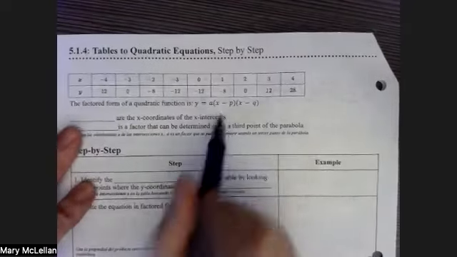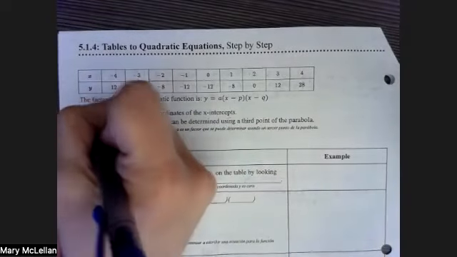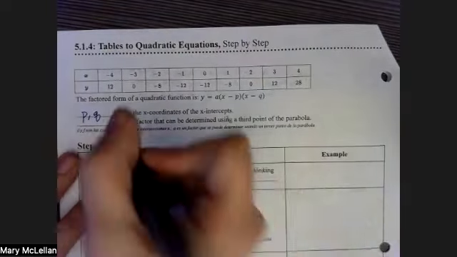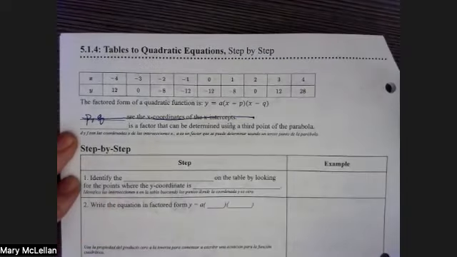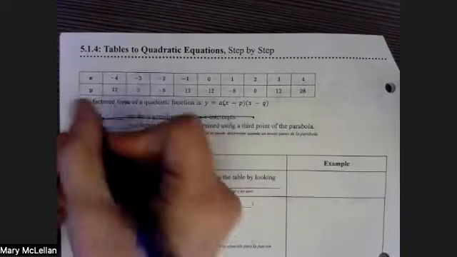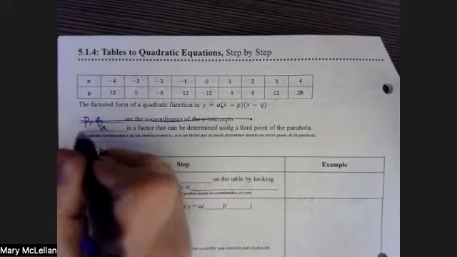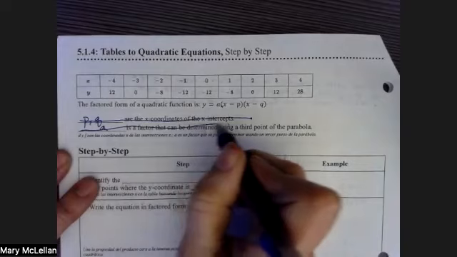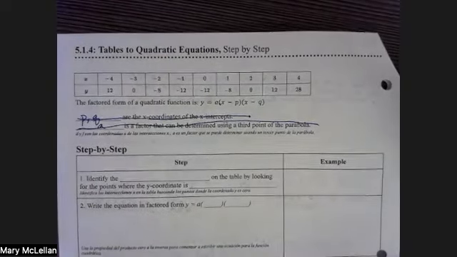Here, P and Q are the x coordinates of the x-intercepts. I don't know if that part's useful. I don't think it is. Let's cross it out. It's true, but it's just one too many things. And A is a factor that can be determined by any third point of the parabola. Keep it if it's good for you, but for me, it's one too many things to look at. So I'm crossing it out. Kind of a personal preference.